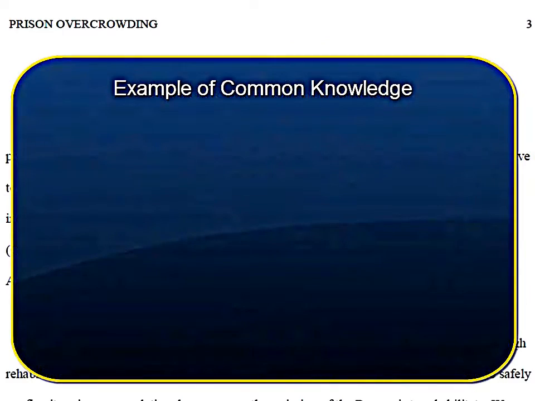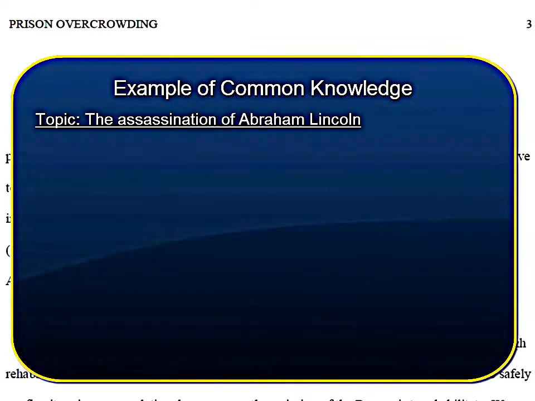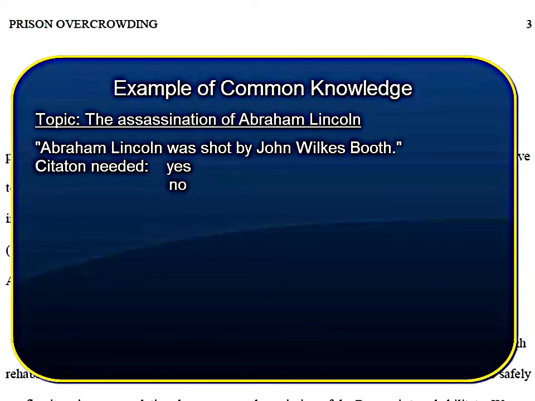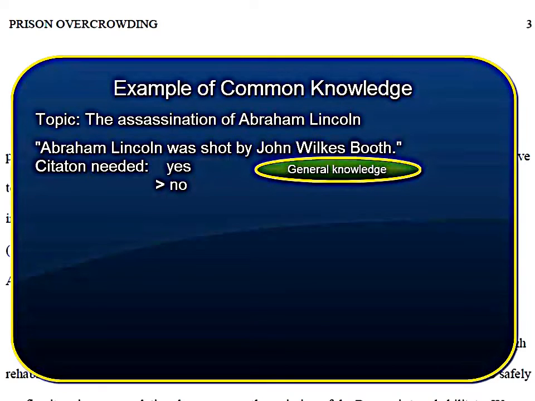Let's look at this example from history. You're writing a paper on the assassination of Abraham Lincoln, and you wish to use the following fact in your research essay: Abraham Lincoln was shot by John Wilkes Booth. Would you have to cite that? No, it's an example of general knowledge, something known by most everyone without having to do any research.